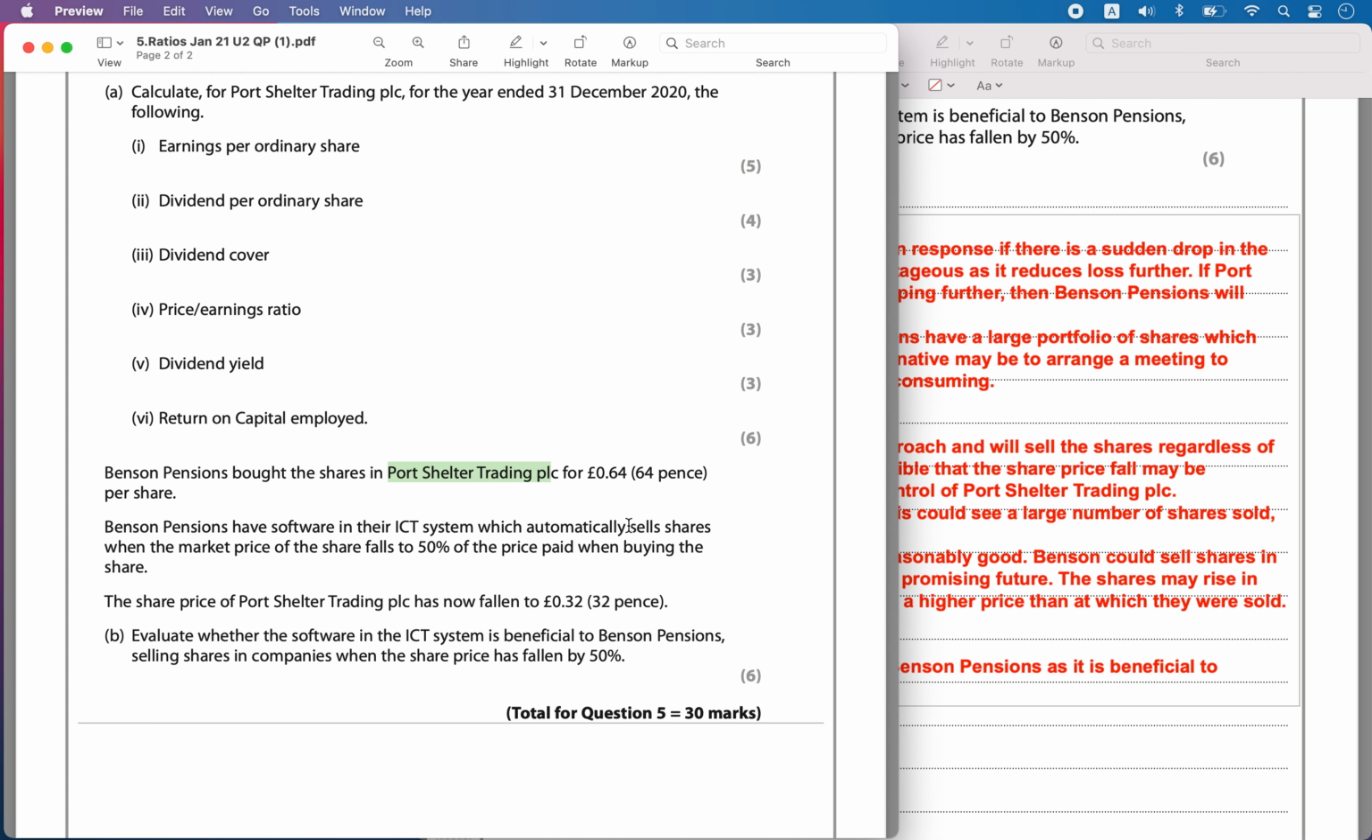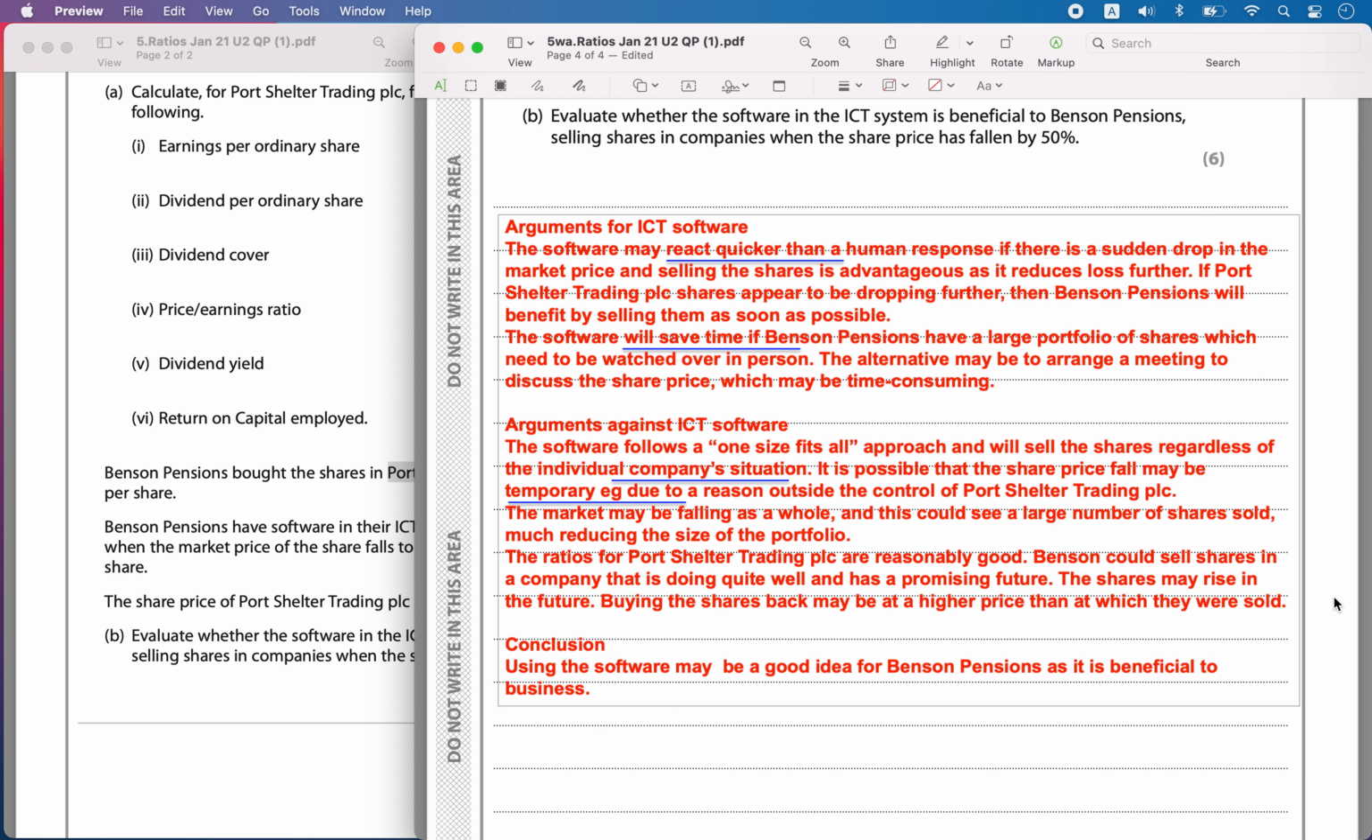and it is going to sell off those shares, and those shares cannot be easily bought back because the market price will also react soon to increase the price at the same time. The market might be falling as a whole, and there could be a large number of shares sold, much reducing the size of the portfolio.